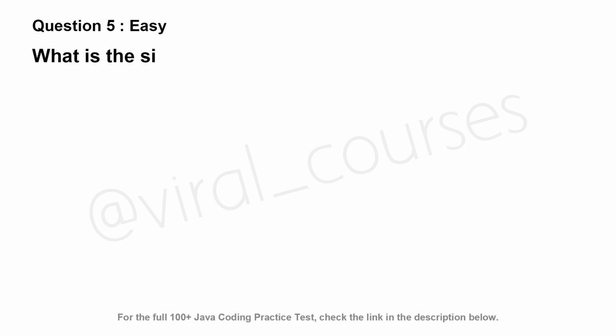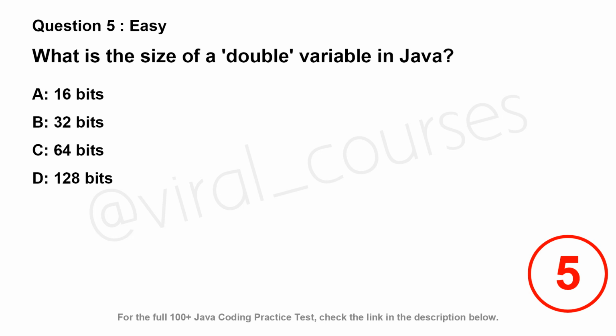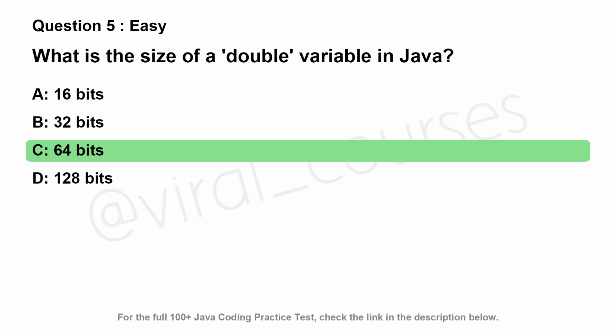What is the size of a double variable in Java? Option A, 16 bits. Option B, 32 bits. Option C, 64 bits. Option D, 128 bits. The correct answer is C.